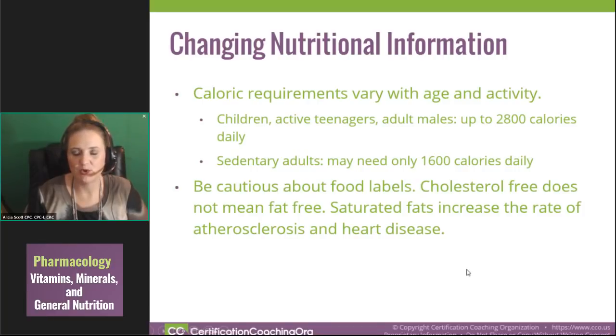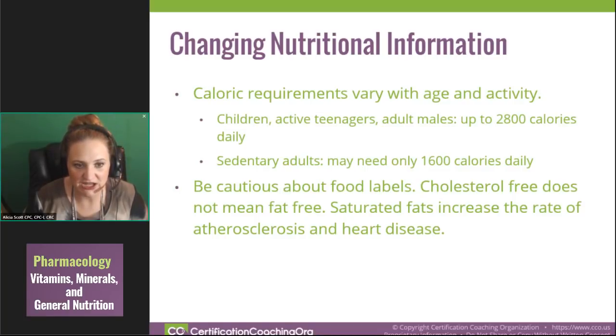Caloric intake, very important. And notice the difference between ages. If you're a child, if you're active, teenagers, and males, they need up to 2,800 calories daily to maintain and be healthy. If you're a sedentary adult, then you need only 1,600 calories. And quite honestly, if you count your calories and lower your calorie content, you'll lose weight. It's simple as that. If you increase your activity, you burn calories. So it's a balance, and that's one of the best ways to keep yourself at a healthy weight.